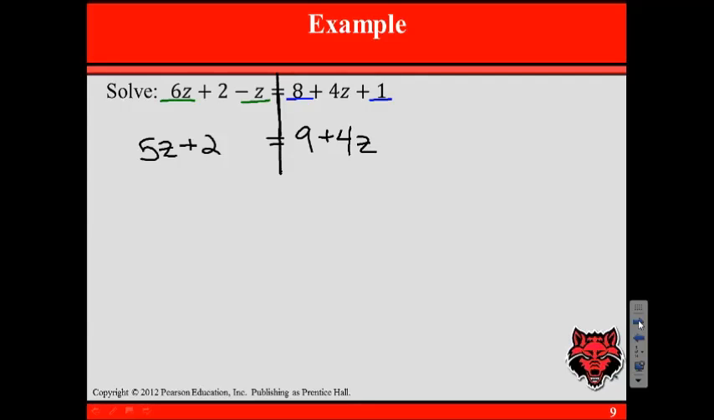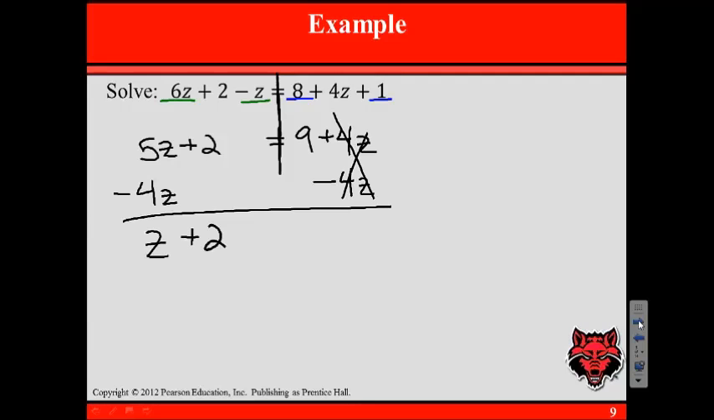Now we continue in the process to move all of our variables to one side, all of our numbers to the other. I will continue to move my variables to the left side and my numbers to the right side of the equation. So moving my variables to the left, I add the opposite. Or in this case, I subtract 4z. We had a positive 4. We need a negative 4 to cancel. On the right side, 4z minus 4z. Those are opposites, so they cancel. On the left side, 5z minus 4z is 1z, or just z. Everything else stays the same.